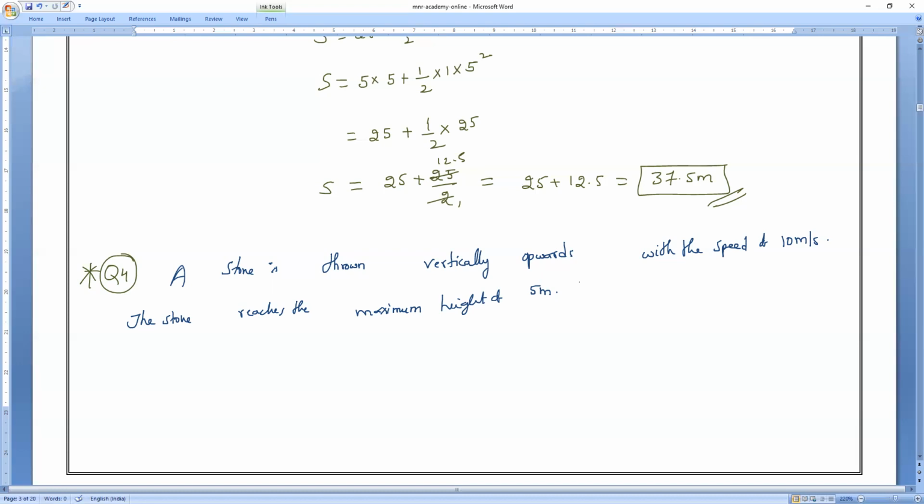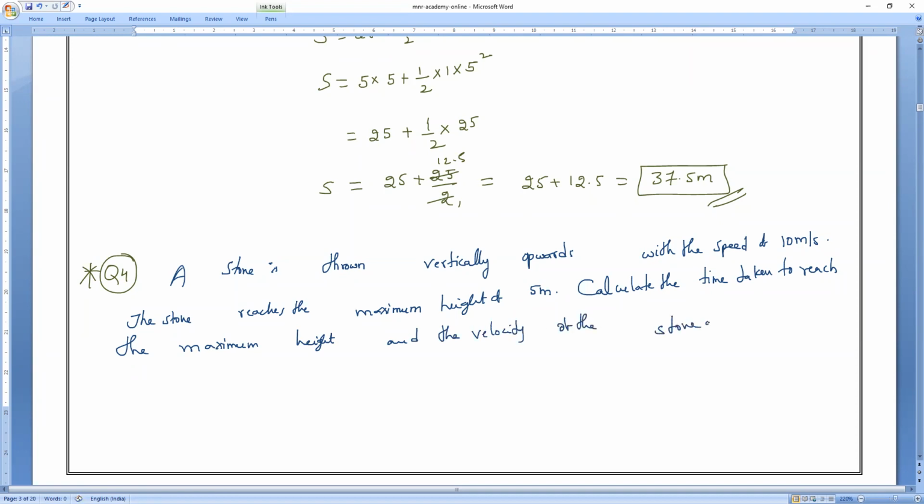Calculate the time taken to reach, be very careful, to reach the maximum height, and the velocity of the stone at that point. So we all know, everybody read the question.